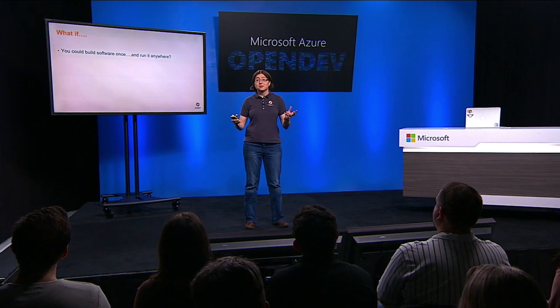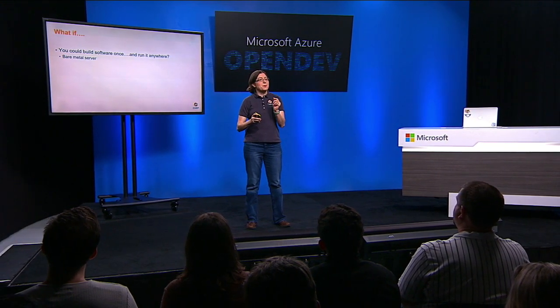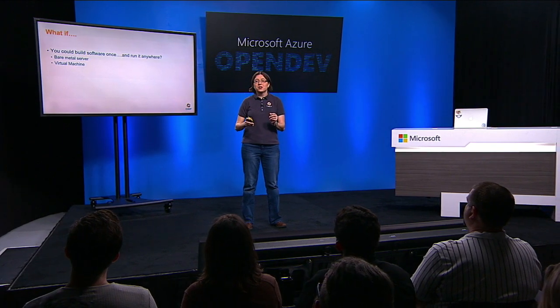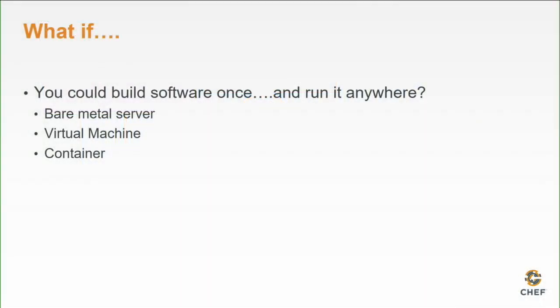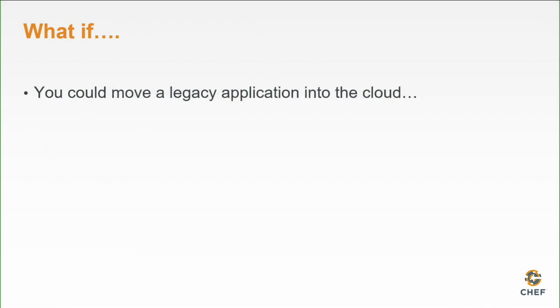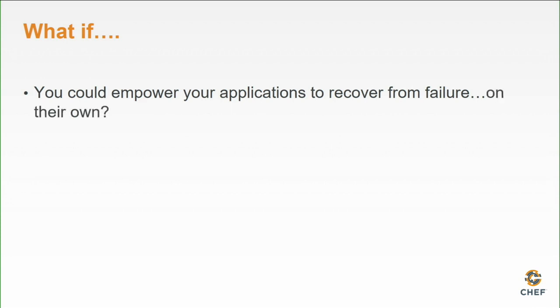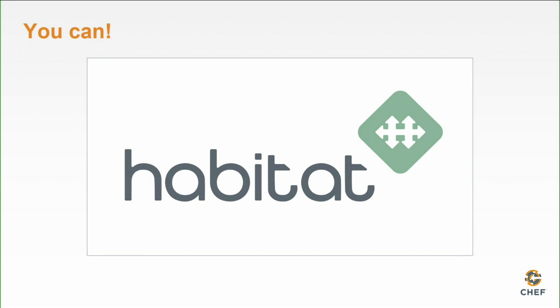Hello, everyone. I'd like to start off today with a question. What if you could build software once and run it anywhere? What if you could, whether it's a bare metal server, a virtual machine, or in a container? What if you could move a legacy application into the cloud without having to rewrite it? What if you could empower your applications to recover from failure on their own without the need for a central orchestrator? Well, I have news for you. You can do all of these things today with Habitat, a new open source technology from Chef.